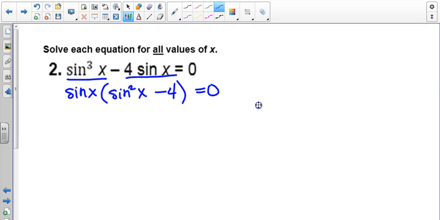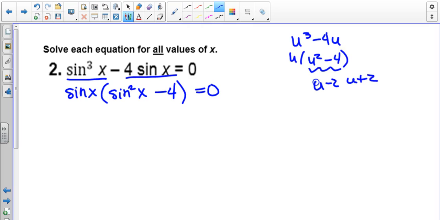When you get confused about the factoring, just think of it like u cubed minus 4u. Well, if I saw that, I'd take out a u, and then I'd have u squared minus 4, and how would I factor that? U minus 2, u plus 2. We're going to do the same thing, okay? This is going to be sine x minus 2 and sine x plus 2, if I can write.